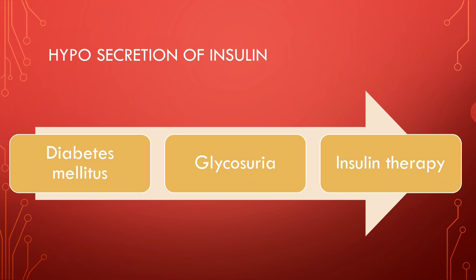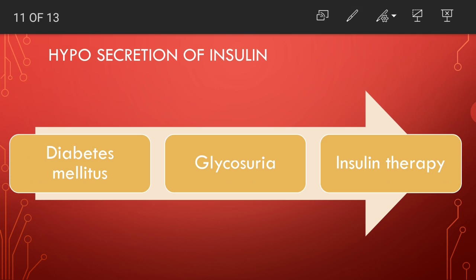Hyposecretion of insulin results in diabetes mellitus. We know that insulin is secreted from beta cells of pancreas because pancreas contain islets of Langerhans which contain beta cells, and these beta cells secrete insulin, and insulin is responsible for converting excess glucose or extra glucose into glycogen. So in the absence of insulin, the extra glucose gets accumulated in the blood and body of a human being, and this disease is called diabetes mellitus.